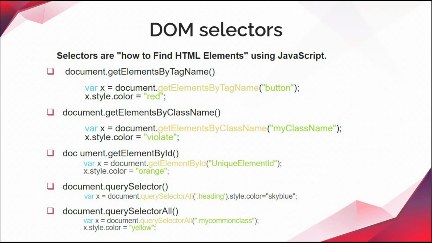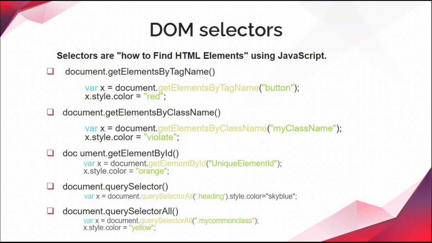Now let's look at a few of the DOM selectors. DOM selectors are how to find HTML elements using JavaScript. There are basically five types of different DOM selectors. First one is document.getElementsByTagName. For example, variable x is equal to document.getElementsByTagName button. So it will return all the elements having the tag name as button.